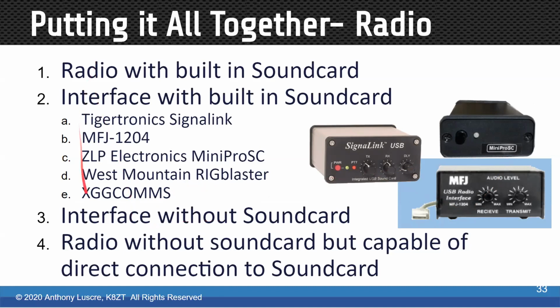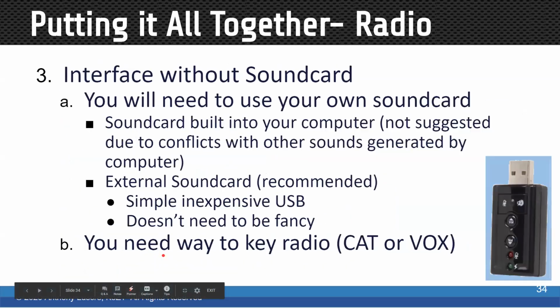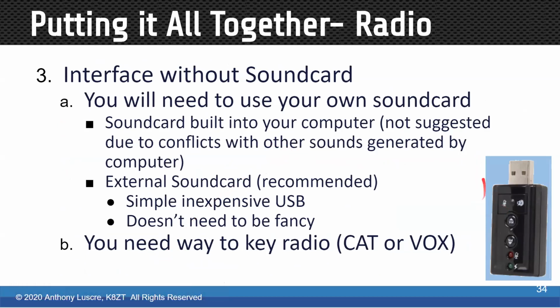So if you don't have the first two, the third option is to use an interface that doesn't have a sound card in it. You can either build one or find very inexpensive interfaces on eBay for under 10 pounds. Or if you have that yellow column where the radio doesn't require a sound card, you would directly connect it to the radio, to your sound card on your computer. And if that's the case, you would need a sound card, and something like this simple little external USB sound card is one of the things I suggest.